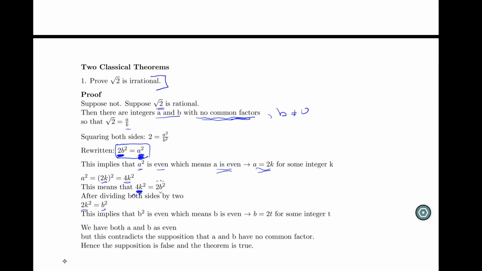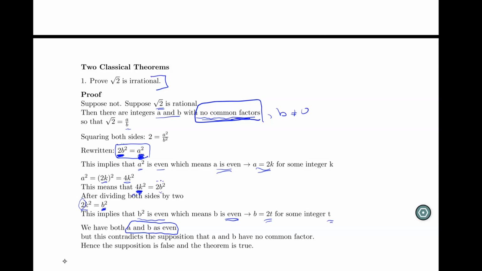Okay, so what does this mean about b squared? Since b squared is even, right? Because it's a multiple of 2, that must mean b is even. So b is equal to 2t for some integer t. Wait a minute. I just showed that a and b were both even. What did I say here? Oh, they have no common factors. If they're both even, they would both have the number 2 in common.